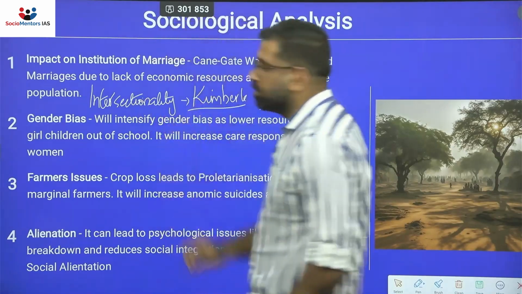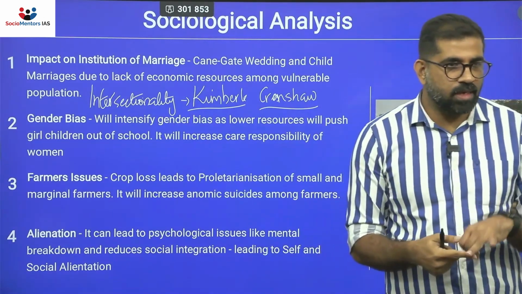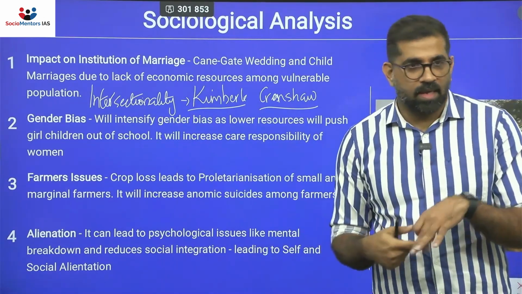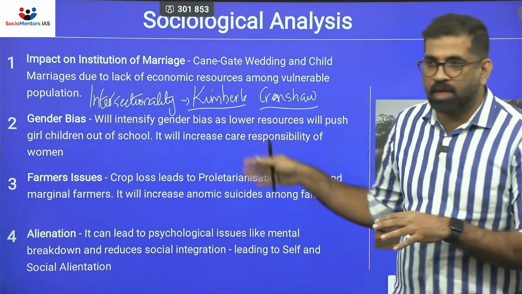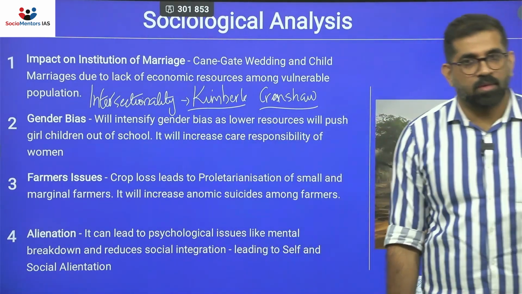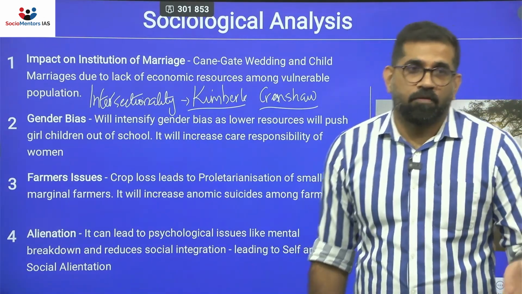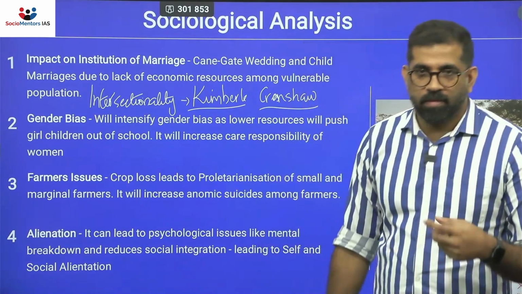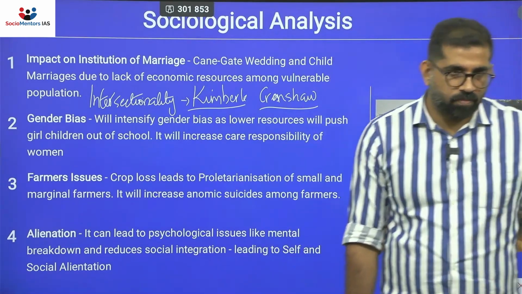So intersectionality, right? You have to mention that class, gender, caste, etc. have differential impacts when it comes to a heat wave. So those belonging to a lower class, those belonging to a lower caste, or those who are female will have a major impact compared to other social groups.